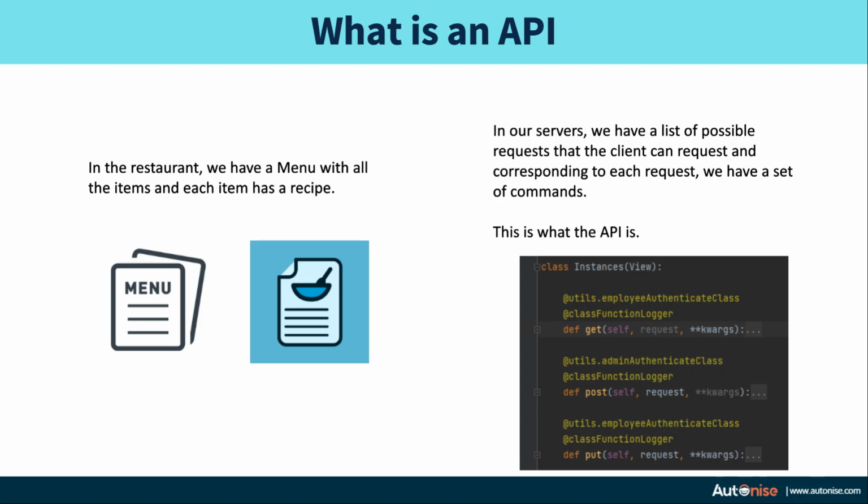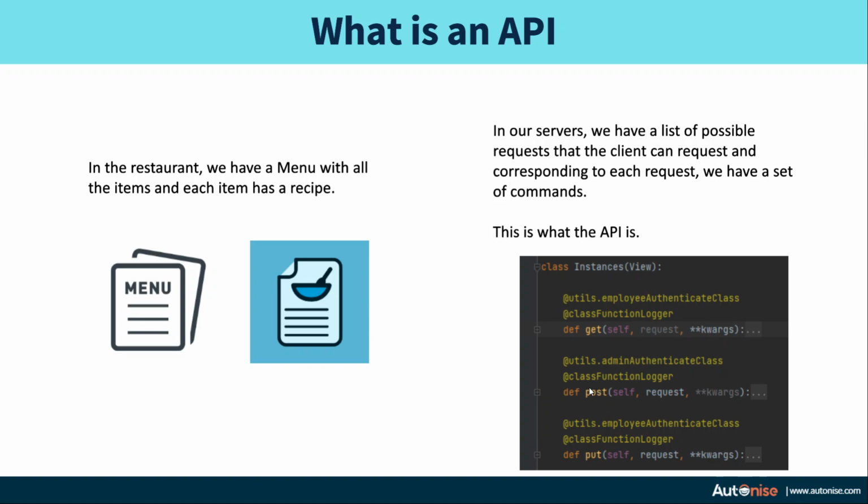So every API has a unique name to identify it, just like our dish on the menu. And then every API also has a code which is executed when that API is called, just like the recipe. So you can see over here, we have the instances main API, which has the GET API, the POST API, and the PUT API. So whenever you want to get an entry from the instances, you call the GET API, which will then execute all of the commands.